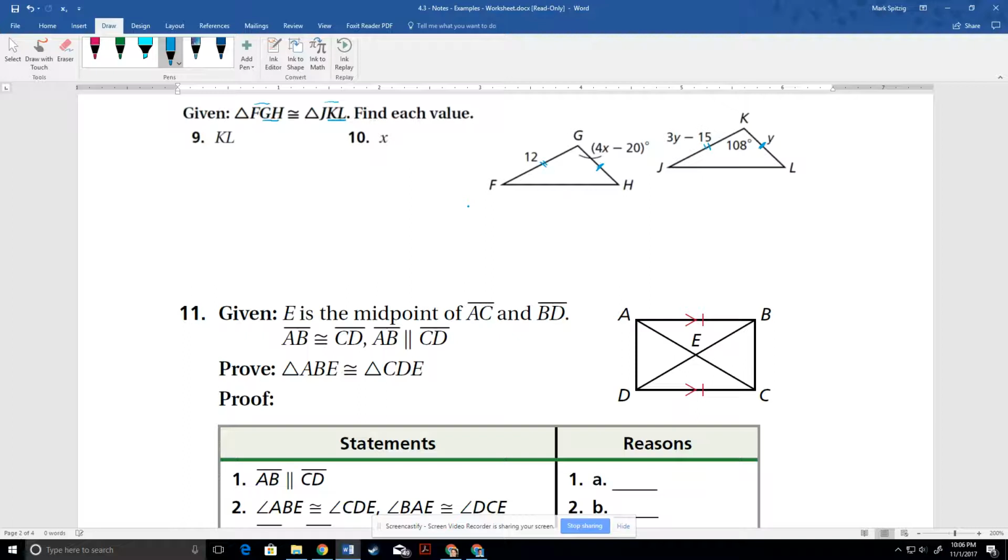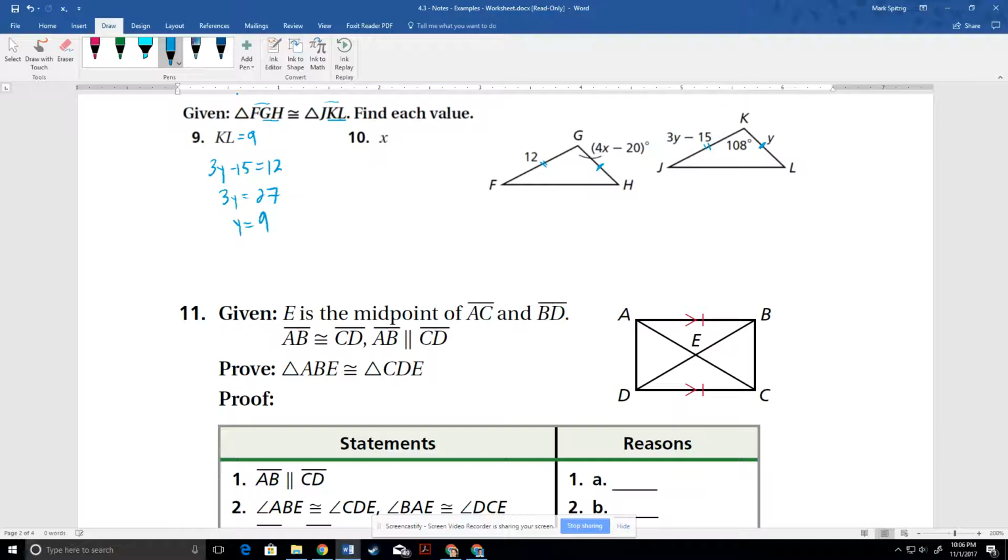These are corresponding parts. So I do know that 3y minus 15 is going to be equal to 12. They're the same thing. So 3y equals 27. So y equals 9. So now y is side KL. So KL does equal 9. Okay, so I had to do a little roundabout way.